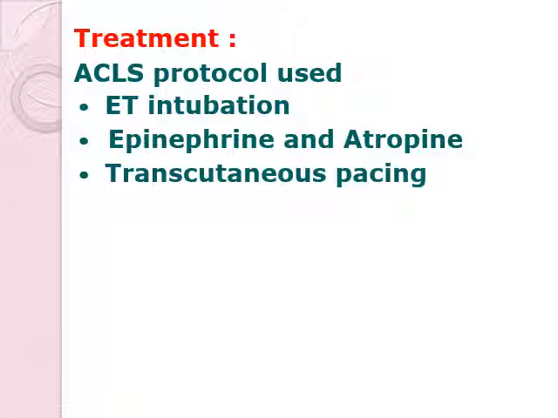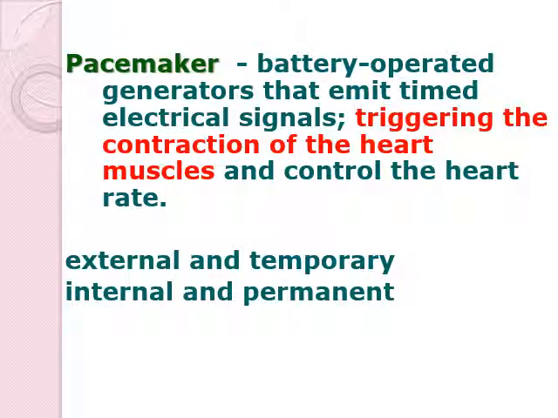Treatment: okay, you need to activate your BLS and then your ACLS. Okay, the doctor may do intubation. However, class, again, intubation is not the priority because your priority will be doing your CPR first. Then epinephrine and atropine is being given. Transcutaneous pacing is done to this patient. Okay. When we say pacing, we often use your pacemaker. So class, when I say pacemaker, it is a battery-operated generator that emits timed electric signals. The purpose of this is to trigger the contraction of the heart muscles and control the heart rate.